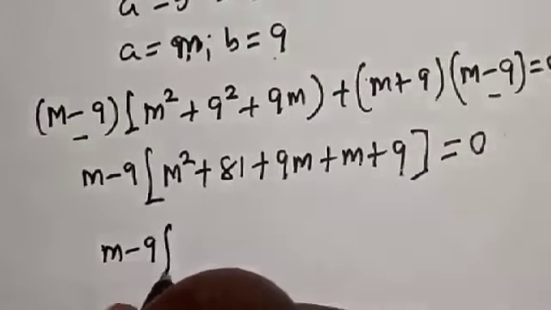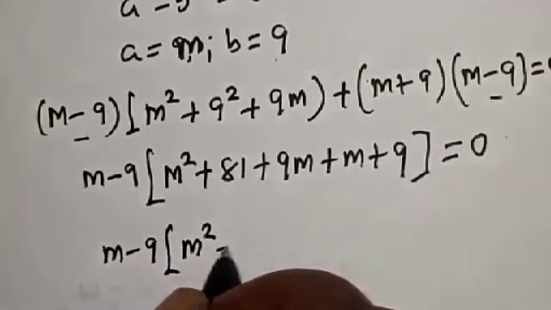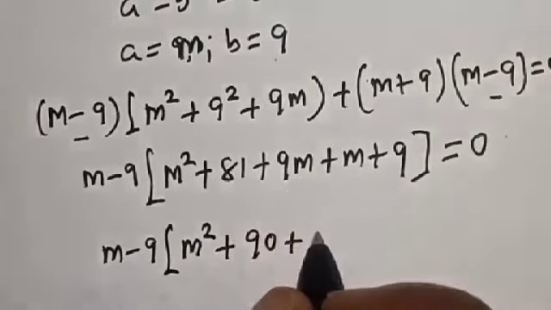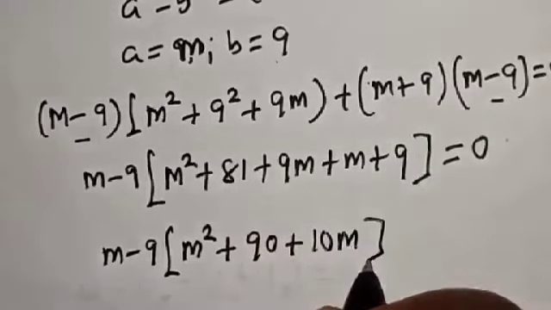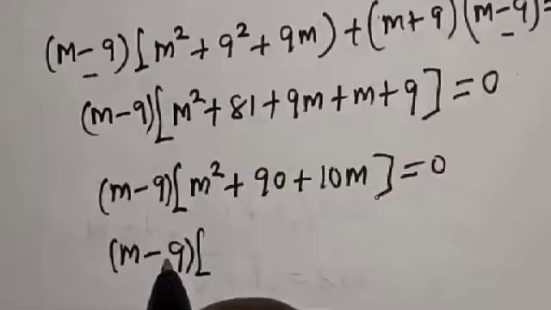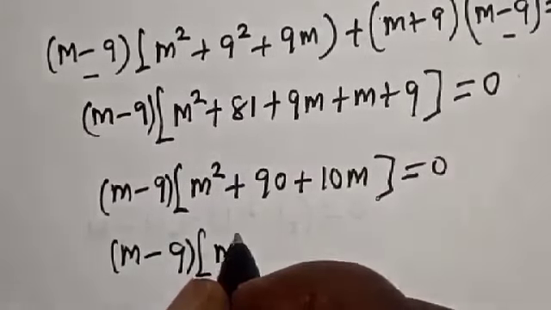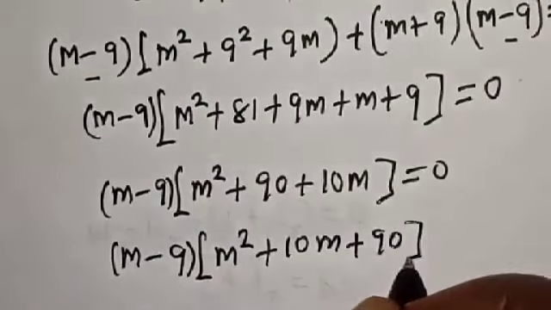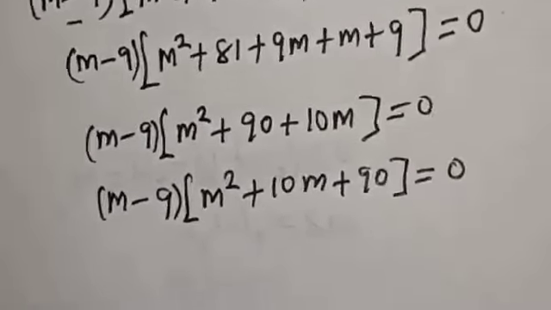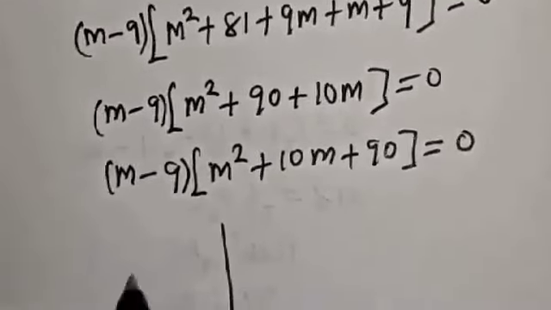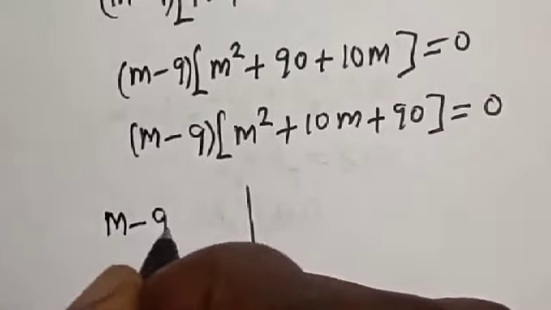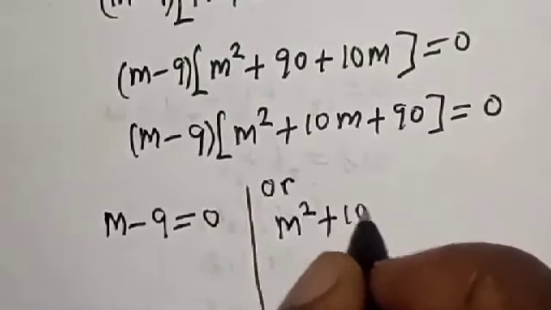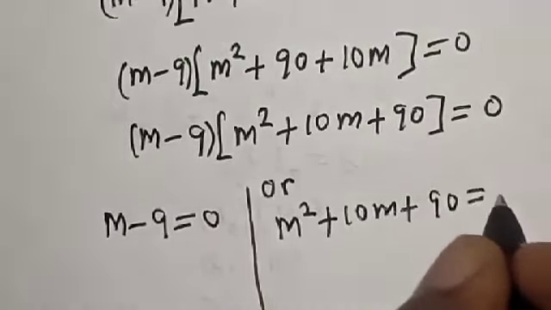(m minus 9) into (m squared plus 81 plus 9, that is 90, plus 9m plus m, that is 10m) is equal to 0. Now let's rearrange it. (m minus 9) into (m squared plus 10m plus 90) is equal to 0. Now there are two cases here. The first case is m minus 9 is equal to 0, or the second case, m squared plus 10m plus 90 is equal to 0.